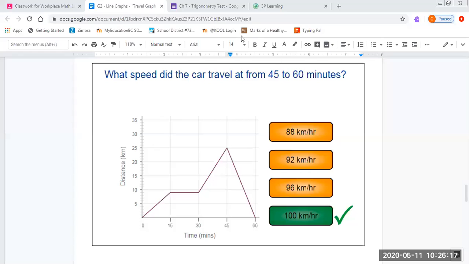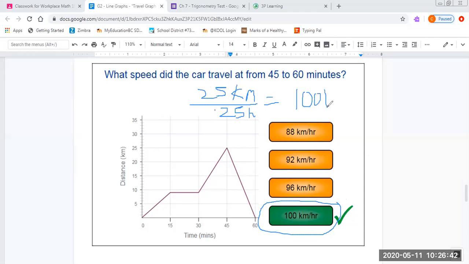So if I were to come back into this question, that is why the answer is going to be 100 kilometers an hour, because it's basically 25 kilometers over 0.25 of an hour is going to be equal to 100 kilometers over an entire hour. So hopefully that makes sense to you. Let's take a look at one more of those, because that's probably a little bit difficult. So I'll erase that for you here, and then move to the next question.